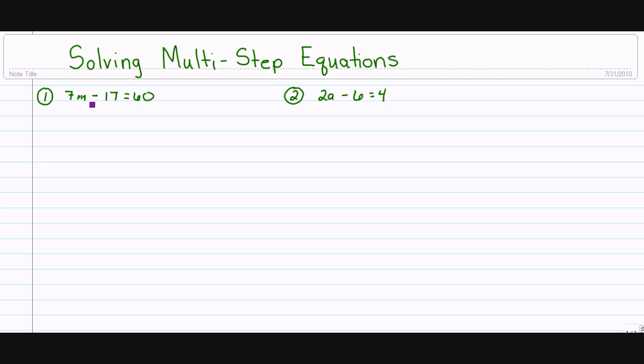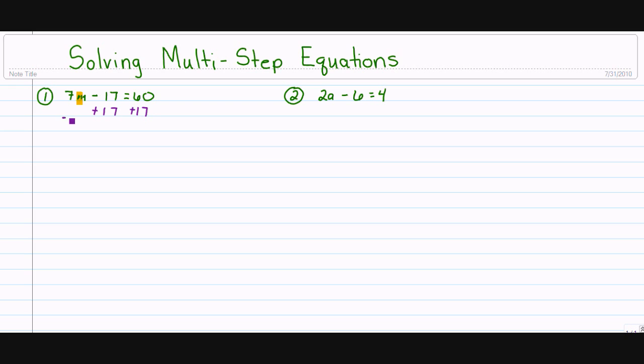But we have 7m minus 17 equals 60. Like I just said, try and do all addition and subtraction first. We need to isolate the m. So we need to get m all by itself. When doing that, we need to remove the negative 17 and the 7. And by doing that, we're going to move everything over to the other side. We do the opposite to move it over to the other side. So the opposite of negative 17 is plus 17.